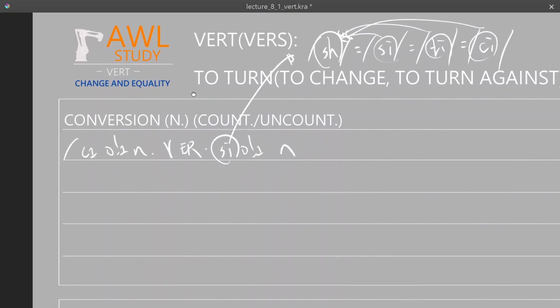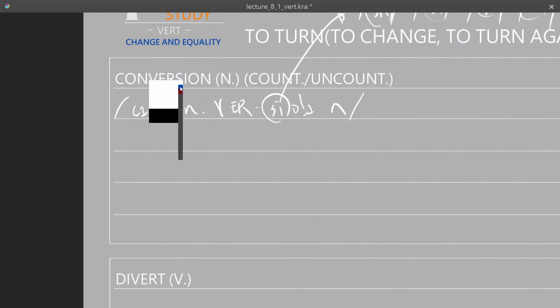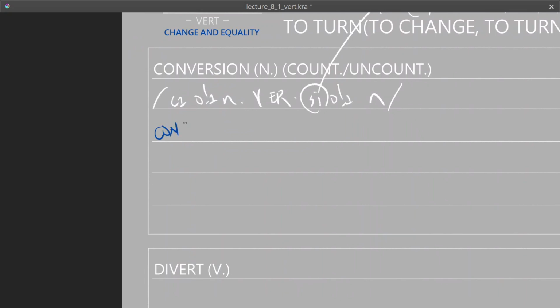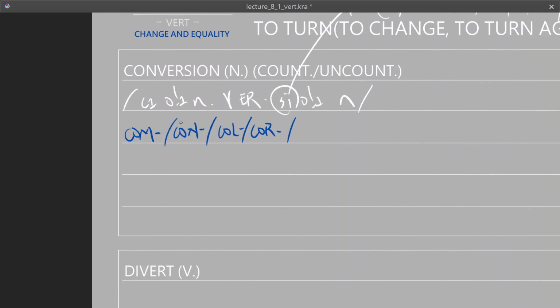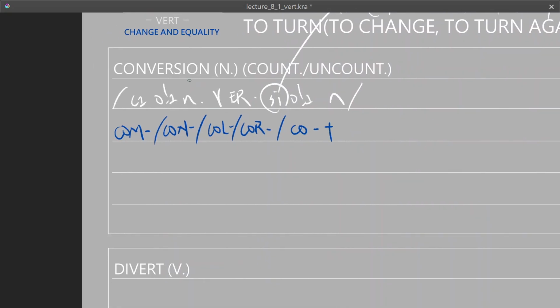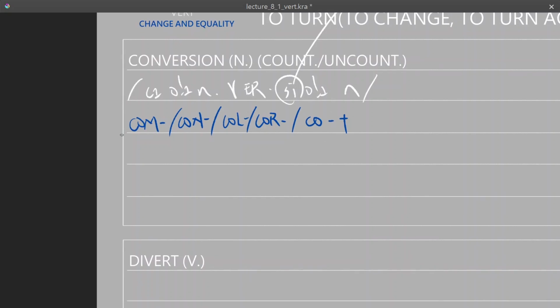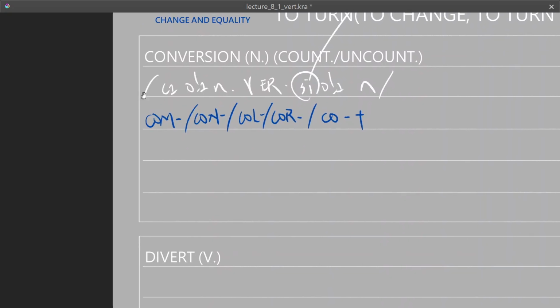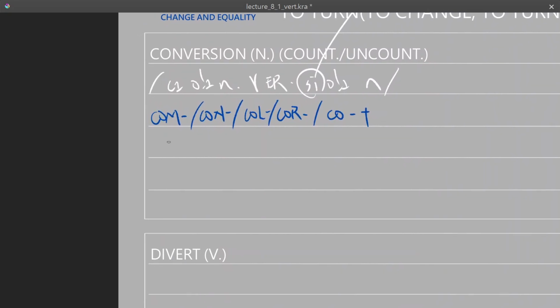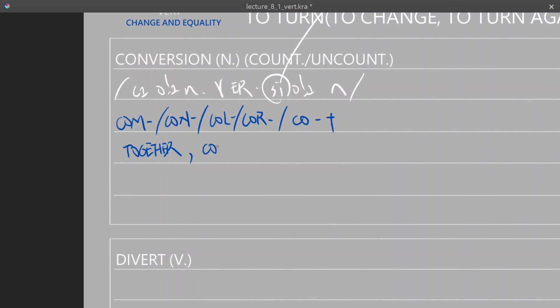Alright, so conversion. Again, we have the prefix: com, col, cor, and co. So, why do I know this family? Just check the dictionary. Once it appears 10 times, 20 times, you're going to remember its meanings, and they all form the family. So we have together or completely. This is an intensifier.